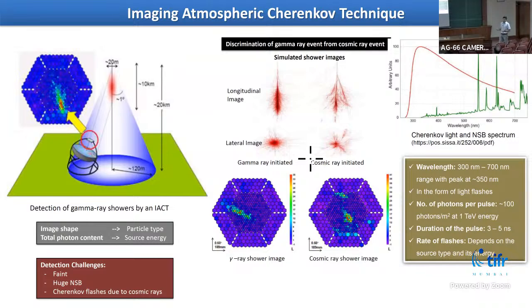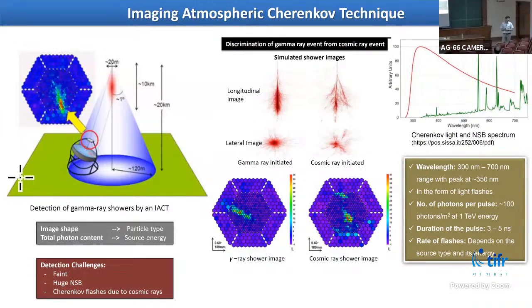But shouldn't it be circular, if you see the cross section? Yes, circular, okay, but this is the longitudinal profile we are seeing, so it appears elliptical.